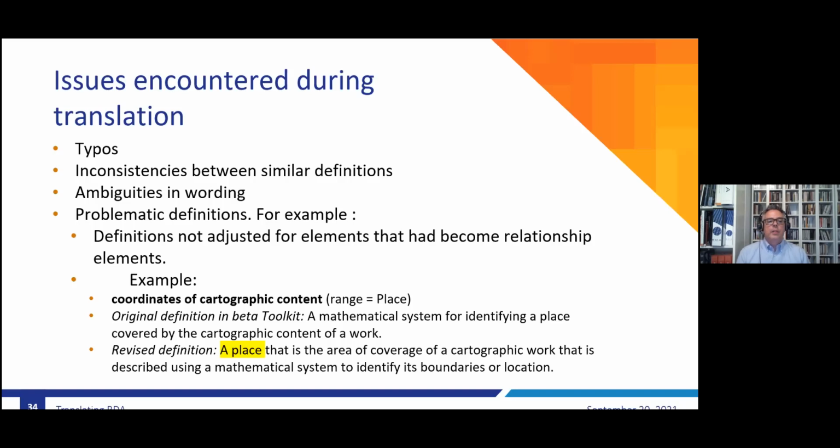We also reported more significant problems with some of the definitions. For example, the element coordinates of cartographic content was an attribute in the original toolkit and became a relationship element in the beta toolkit with place as range. The original definition in the beta toolkit did not reflect the change by defining the element as a place, but this was fixed during the 3R project.